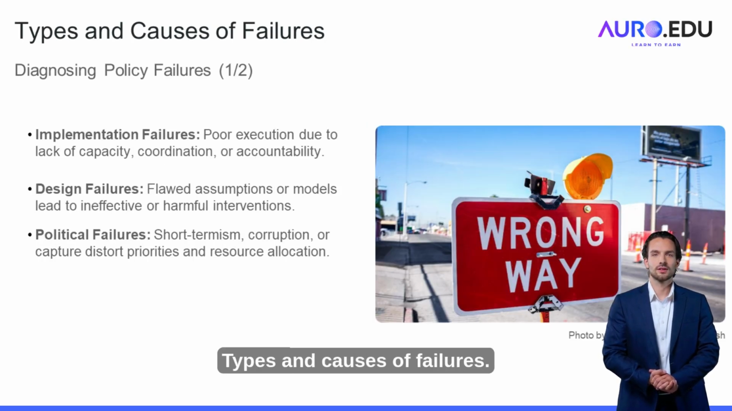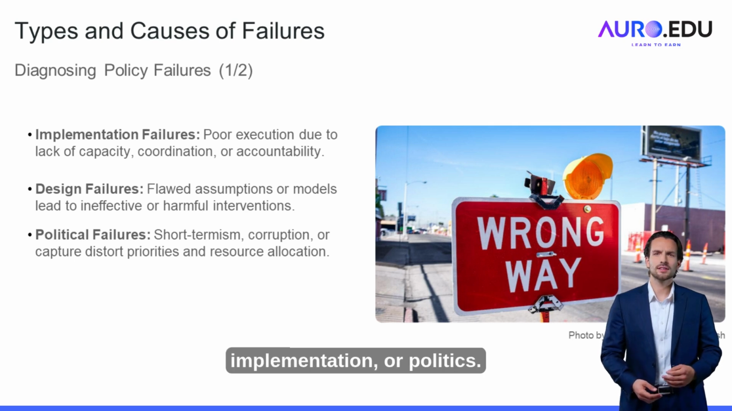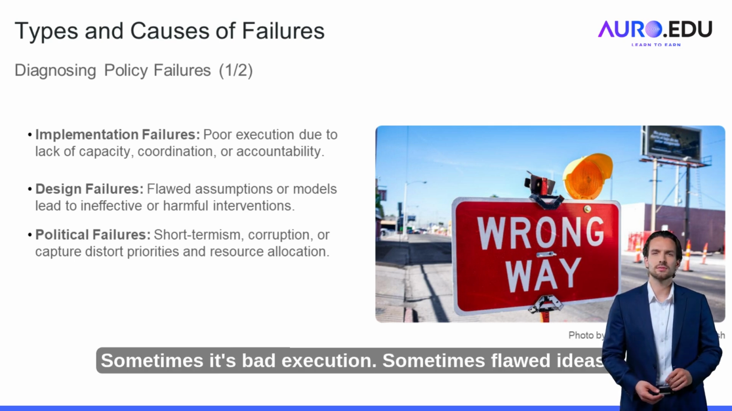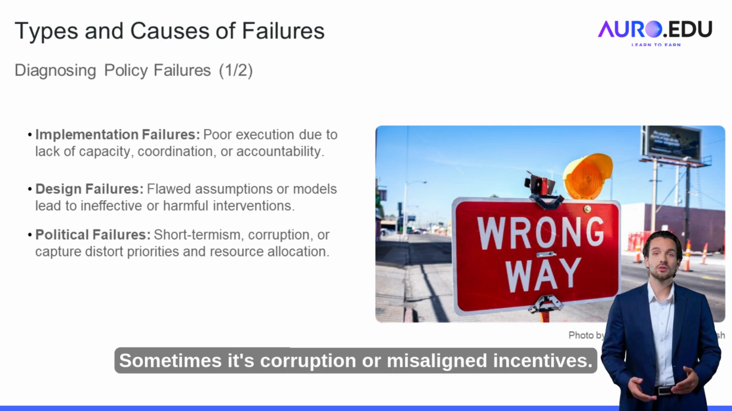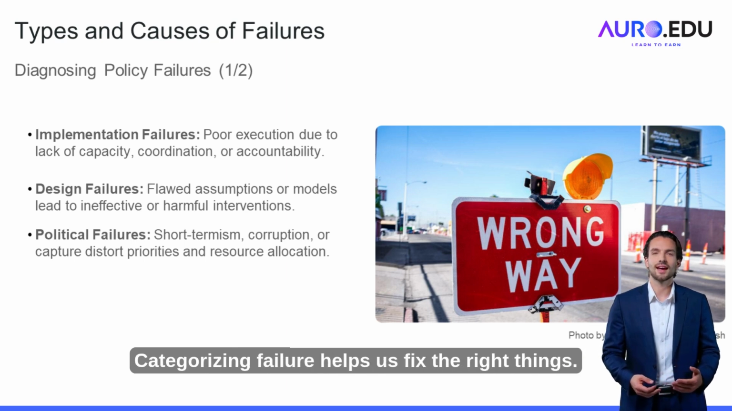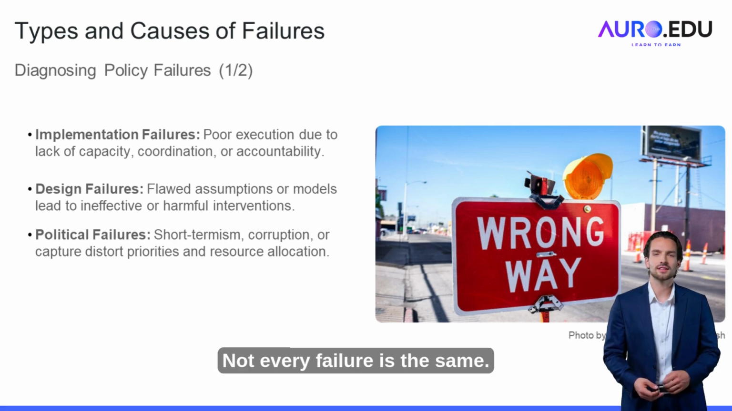Types and causes of failures. Policy can fail at multiple stages: design, implementation, or politics. Sometimes it's bad execution, sometimes flawed ideas, sometimes it's corruption or misaligned incentives. Categorizing failure helps us fix the right things. Not every failure is the same.